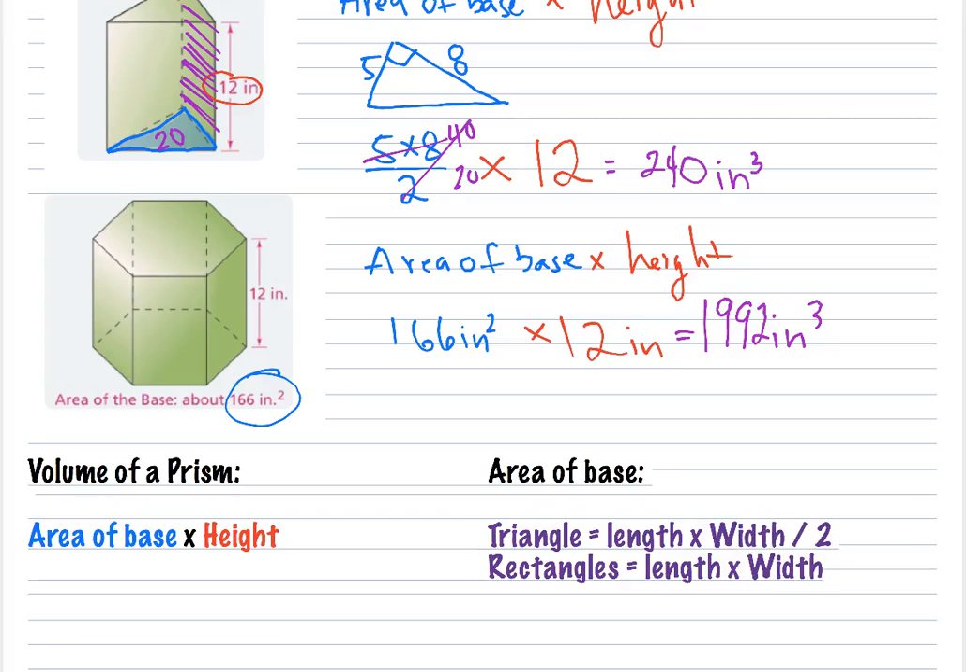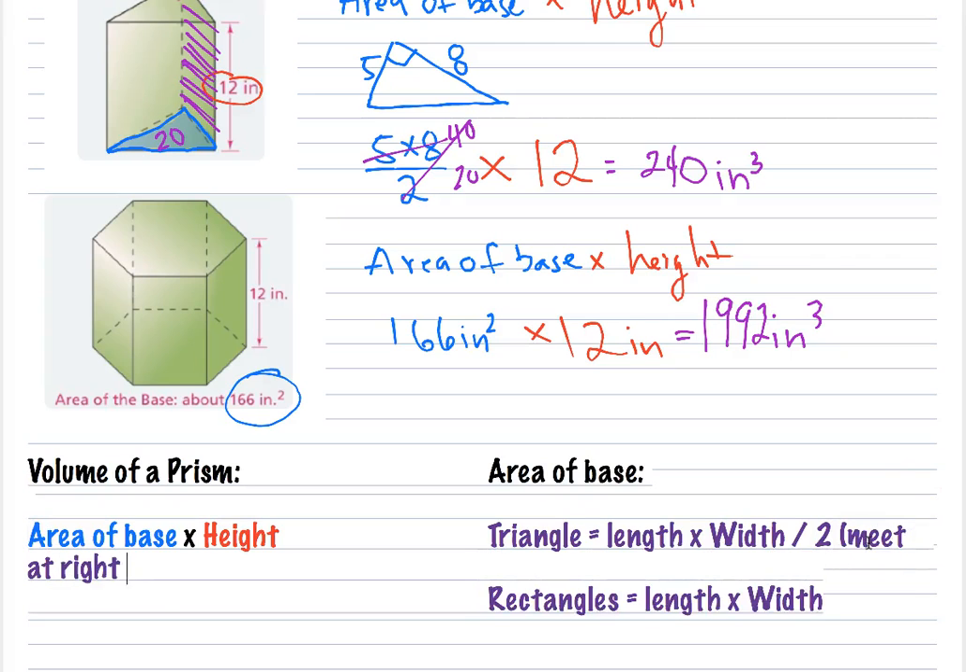Oh, wait. Keep this in mind that if you have a triangle, the lengths should meet at a right angle. You have to meet at a right angle. That's important for triangles.